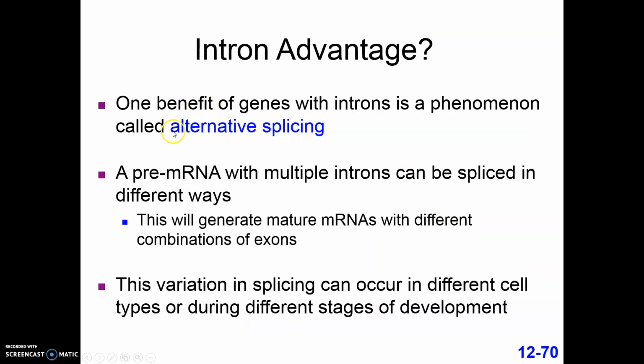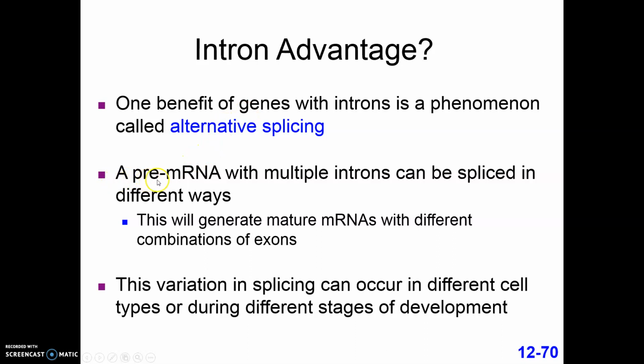Now, you might start to question, well, what is the advantage of putting these introns into our genes? Does it make it more complicated? It does, but it so happens that it's complicated in a good way. What this does is it leads to the possibility of what we refer to as alternative splicing.